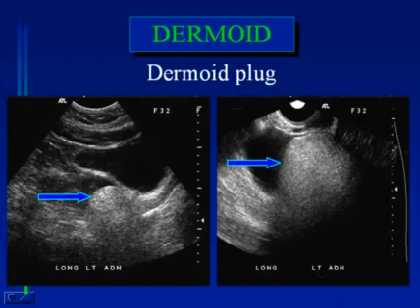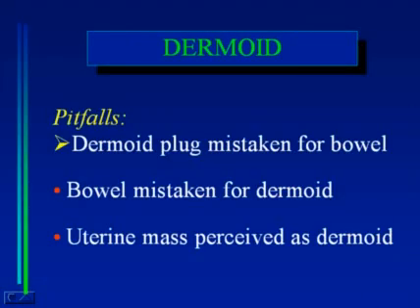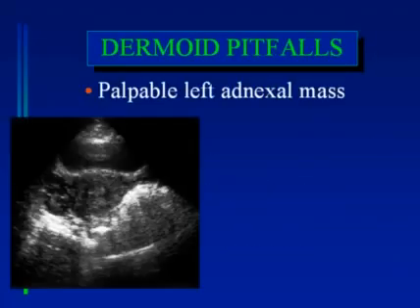Although the dermoid plug is what often tips us off to the presence of dermoids, unfortunately, it is also the etiology of most of the pitfalls related to over and under diagnosis of the dermoid. One of the main pitfalls, the most common, is that a dermoid plug can be mistaken for a loop of bowel. And if it's mistaken for a loop of bowel, the fact that there's a dermoid there may not be perceived at all. Here are some representative examples.